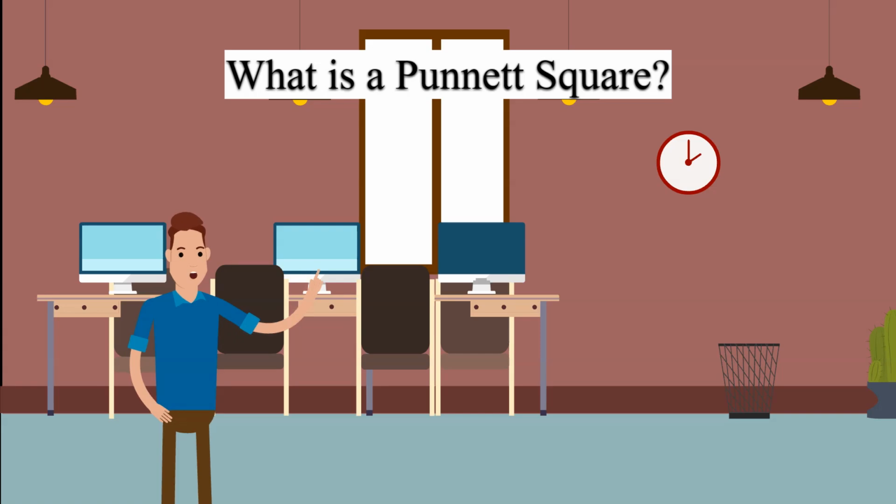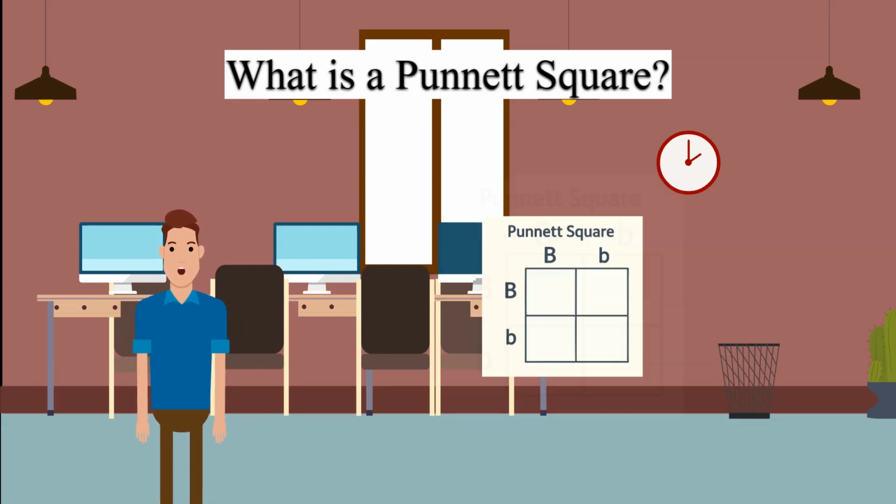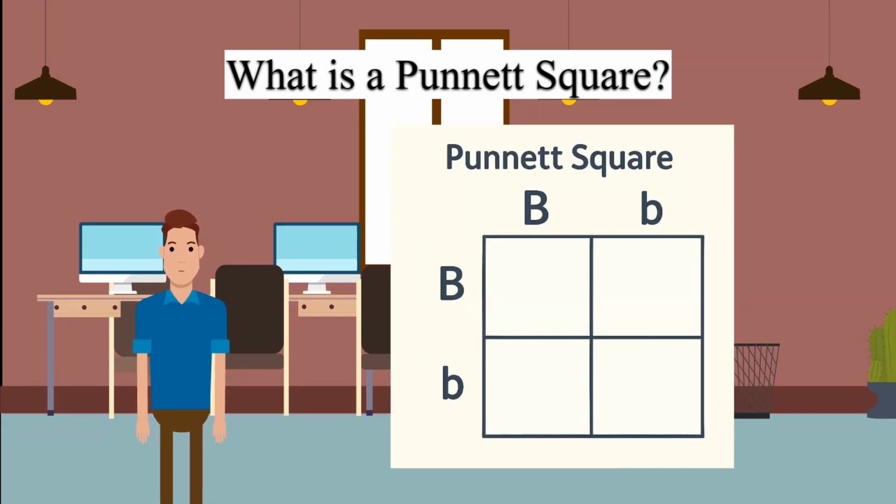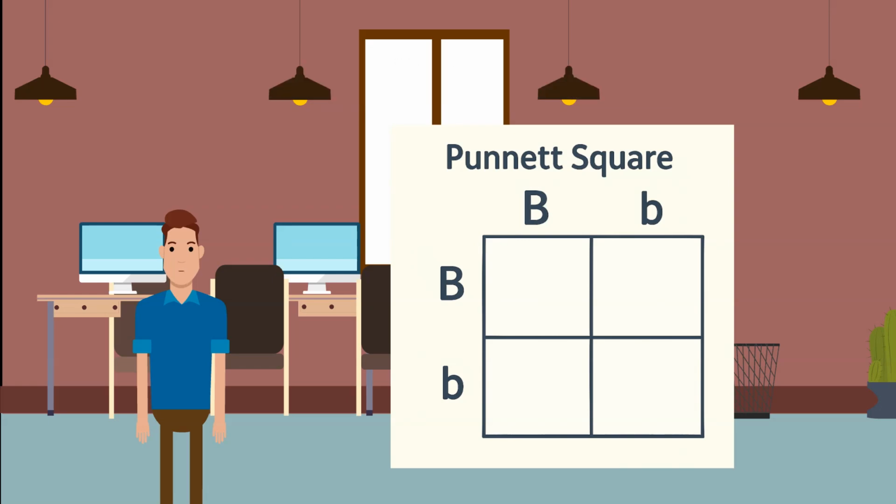A Punnett square is a diagram used to predict the possible genetic outcomes of offspring. It helps show possible genotypes, possible phenotypes, and probability of inheritance.